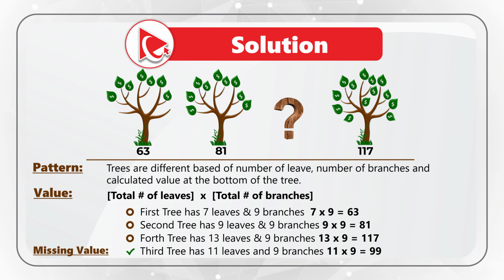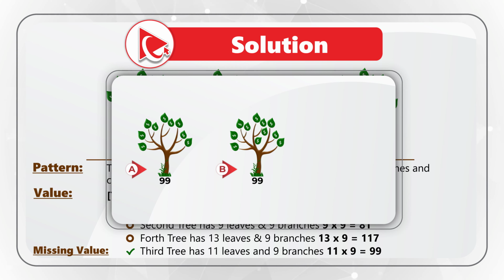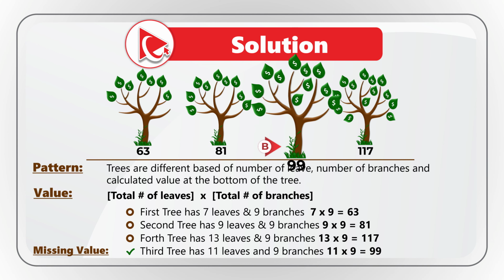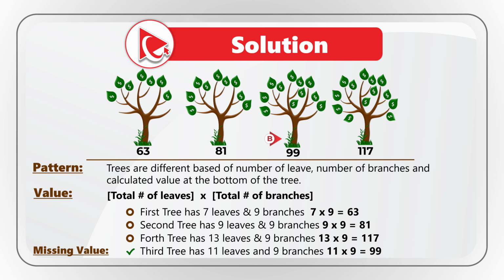What's interesting here is that choices A, B, and C all have a value at the bottom of 99. But the correct choice here is only choice B, because only choice B has 11 leaves and 9 branches, and multiplying 11 by 9 actually equals 99, which matches the formula. So the correct choice here is choice B. Hopefully you've nailed this question and now know how to answer similar problems on the test.